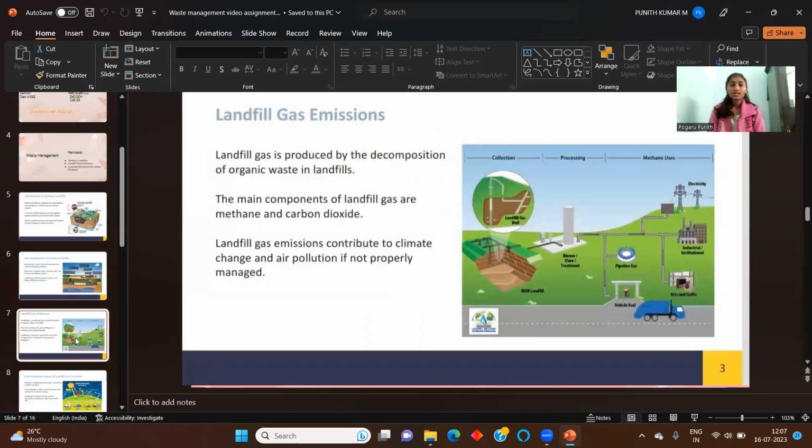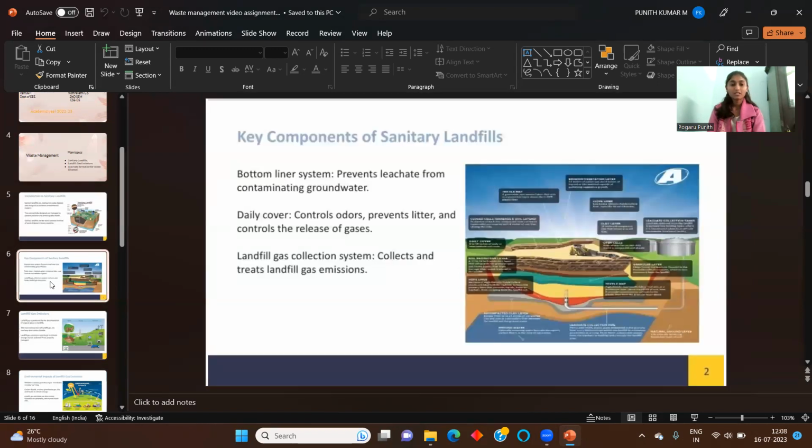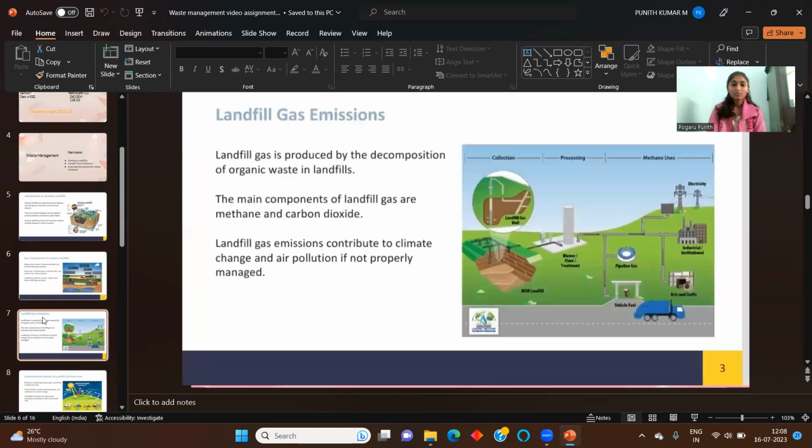And next is landfill gas emission. Before going to landfill gas emission, there are majorly four minimum requirements you need to consider for sanitary landfills. They are full or partial hydrological isolation, formal engineering preparation, permanent control, and waste emplacement and covering. These are the four minimum requirements we need to consider for sanitary landfills. And the next topic is landfill gas emission.